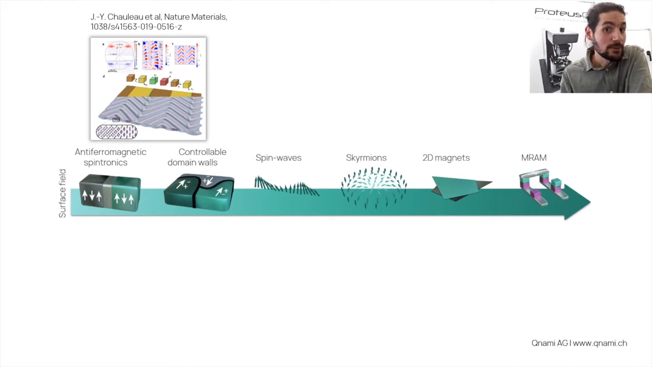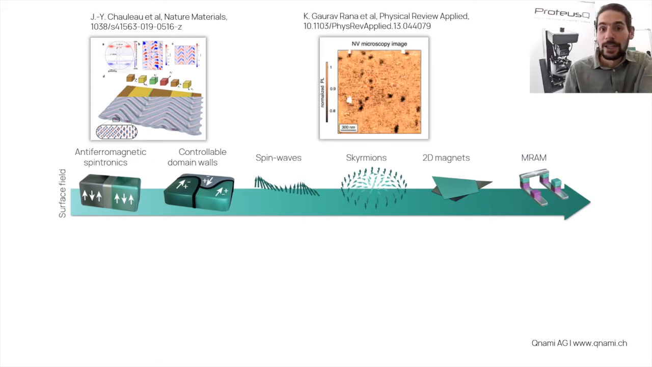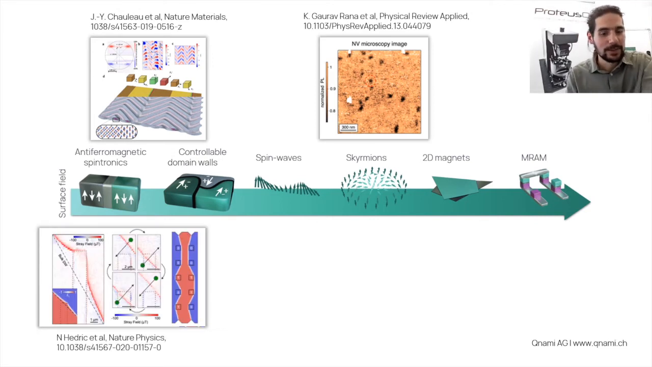The first one you have already seen: these are the spin waves in BFO. Another one is these skyrmions that you see as black dots here. These skyrmions were found in an exchange biased stack, and the interesting thing is that they stabilize at room temperature.